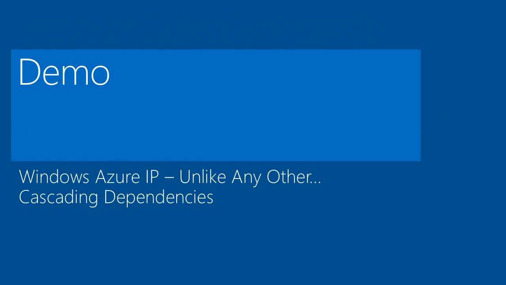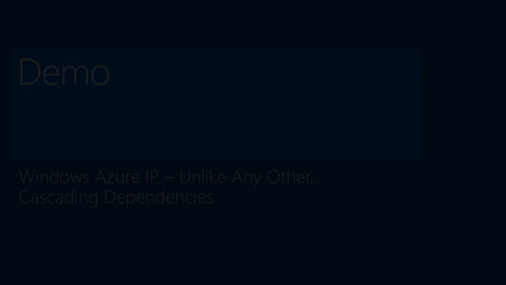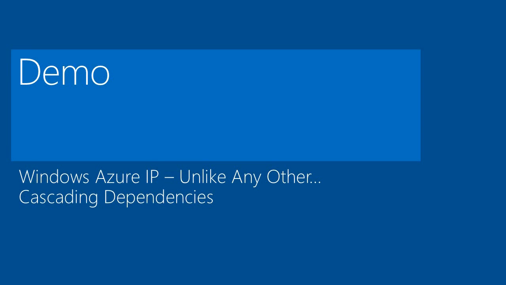On to the demo. So I'm going to walk you through the Windows Azure IP. It's unlike any other, well, to date. Cascading Dependencies. So Cascading Dependencies is the ability to, I choose from field A something, field B is then dependent on that, field C is then dependent on those choices. So that didn't exist previously.